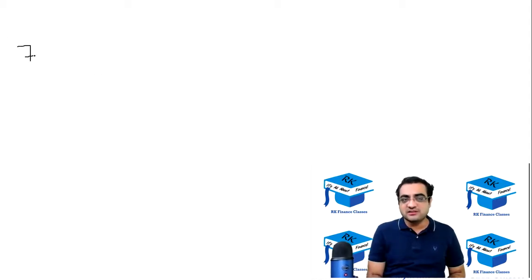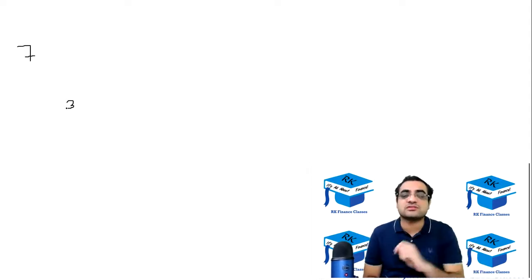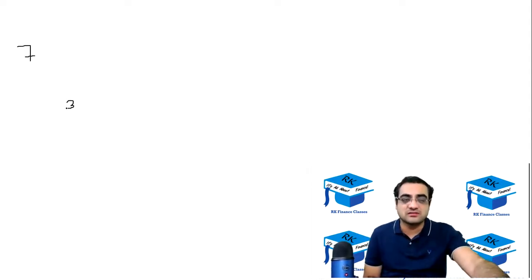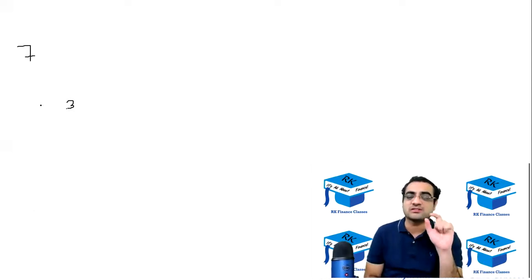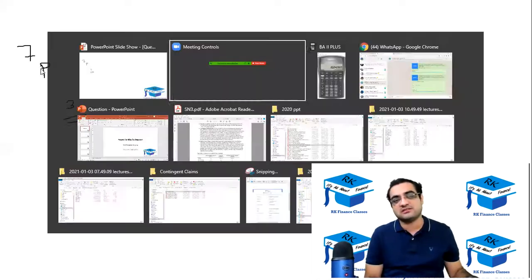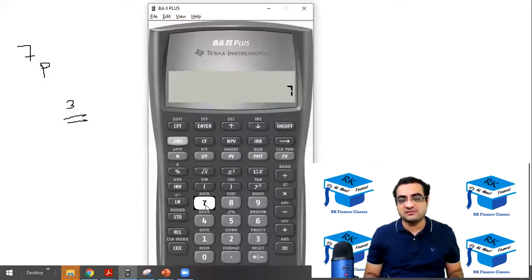Out of 7, you need to choose 3, and order does matter because the first one will get gold, the second one will get silver, and the third one will get bronze. So the order of choosing these 3 does matter. So it's 7P3. Let's see. 7P3 is 7 factorial over (7 minus 3) factorial, so it's 210.